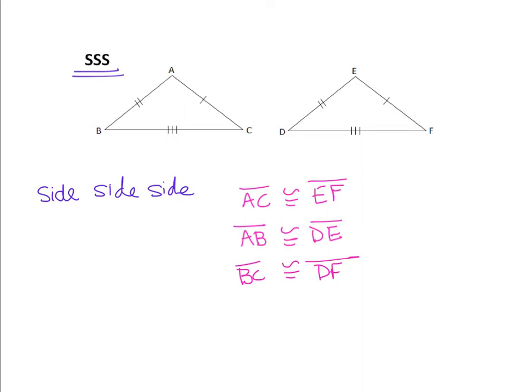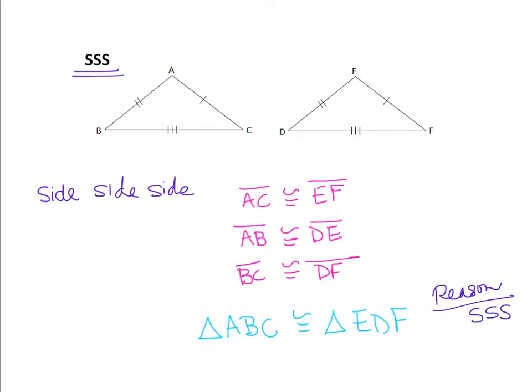What we can conclude then is triangle ABC is congruent to triangle EDF. Do you see how I was careful with how I wrote that? I had to make sure that all my angles matched up with each other right there, just so the triangles are in order. Now, what's the reason that these two triangles are congruent? The reason is side, side, side. That's all you have to say.